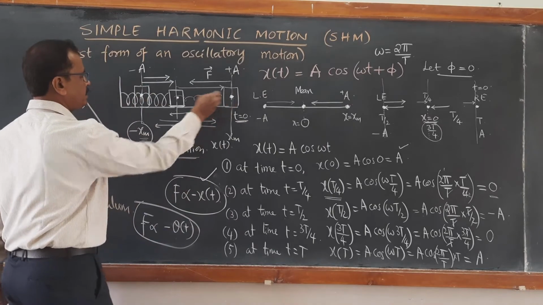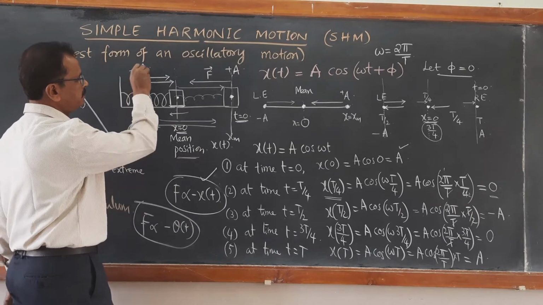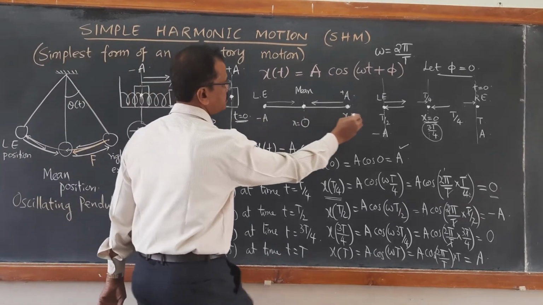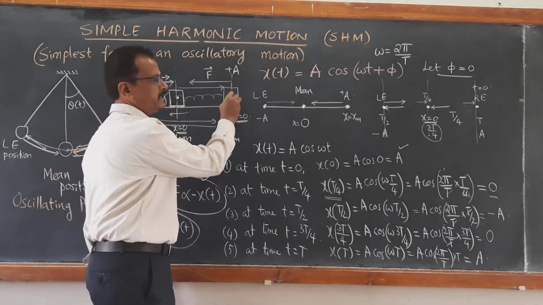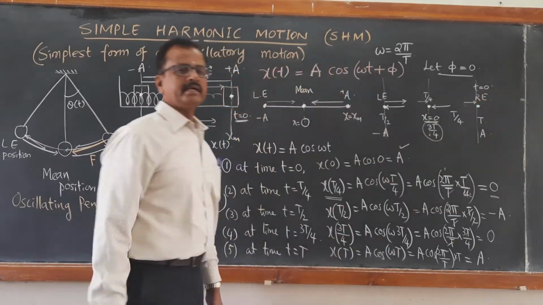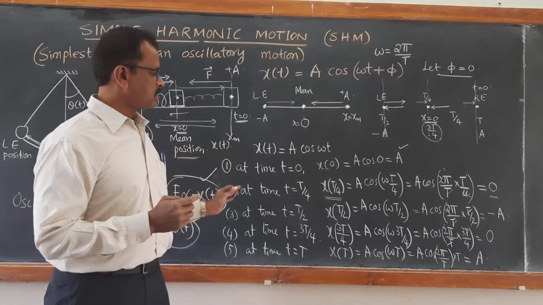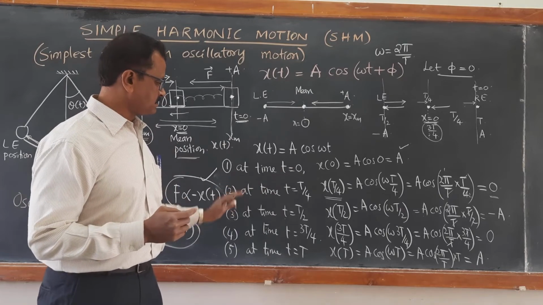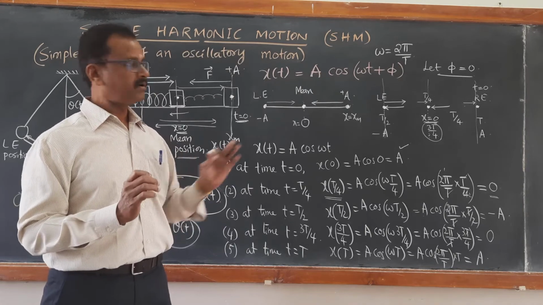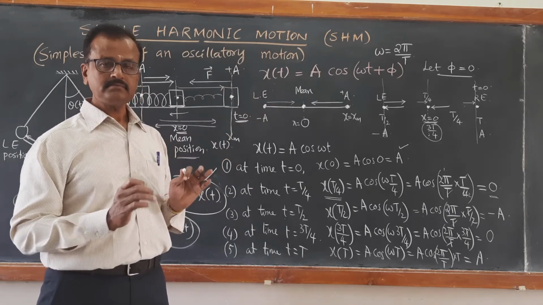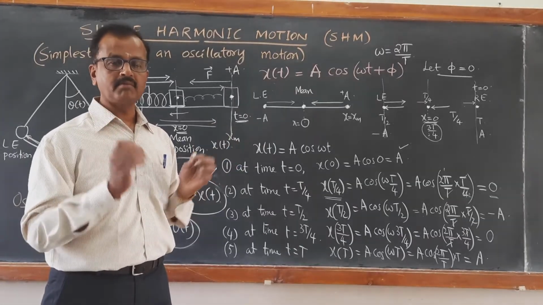In this way, at T/4 it will be at the mean position, at T/2 it will be at the left extreme position, minus A, and at 3T/4 it will be at the mean position again. At one full capital T again it will be reaching the right extreme position. In this way the oscillations repeat. So we say that one complete oscillation has taken place. This analysis helps us to draw the graph of displacement versus time for a body undergoing simple harmonic motion.